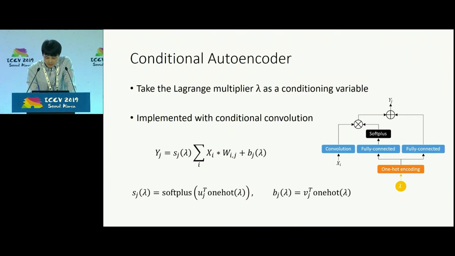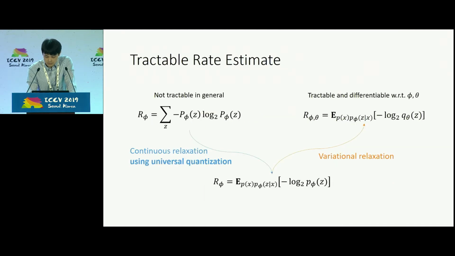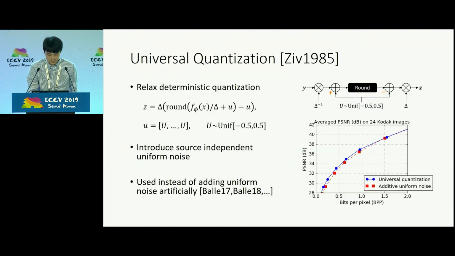So the scaling factor and the bias of the conditional convolutional output are now functions of the lambda, so the final output becomes dependent on the lambda. For tractable rate estimate, we adopted two relaxations. One is continuous relaxation using universal quantization, and the other one is variational relaxation. Universal quantization is used to induce source-independent uniform noise instead of adding noise artificially. We observe some performance gain from this modification, as shown in these figures.